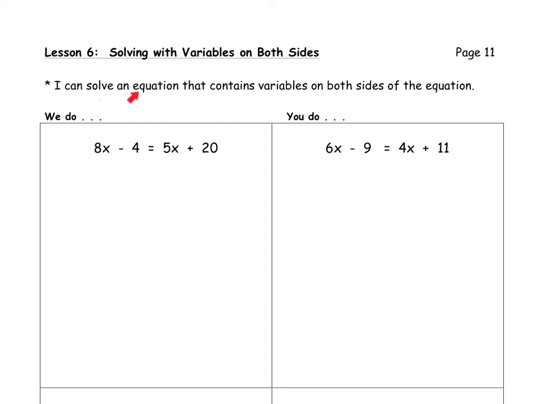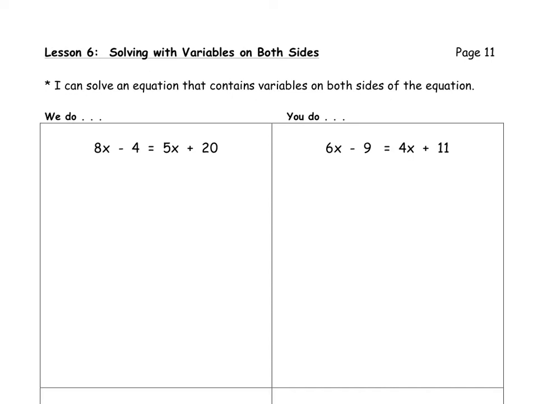I can solve an equation that contains variables on both sides of the equation. This is a follow-up on our last lesson. So I'm choosing to post this on Edpuzzle because I like the way that you get instant feedback. We're going to do this lesson, we do, and then I'm going to ask you, you do.